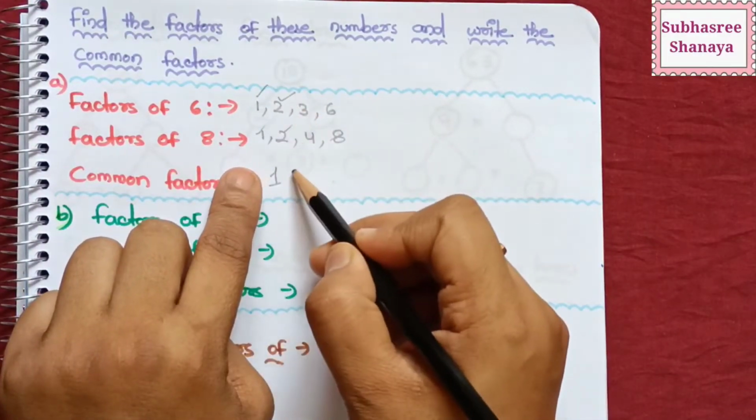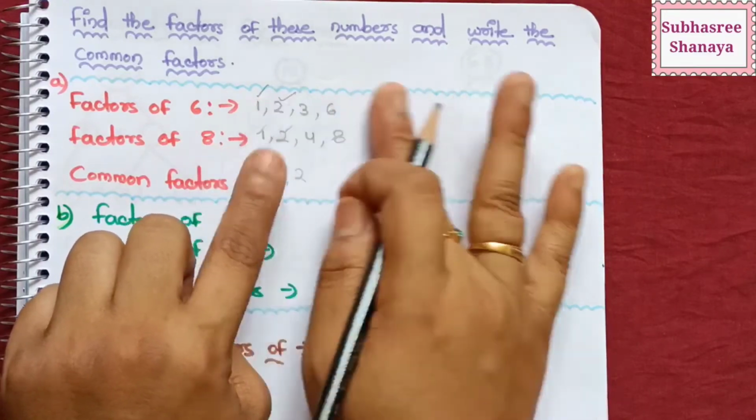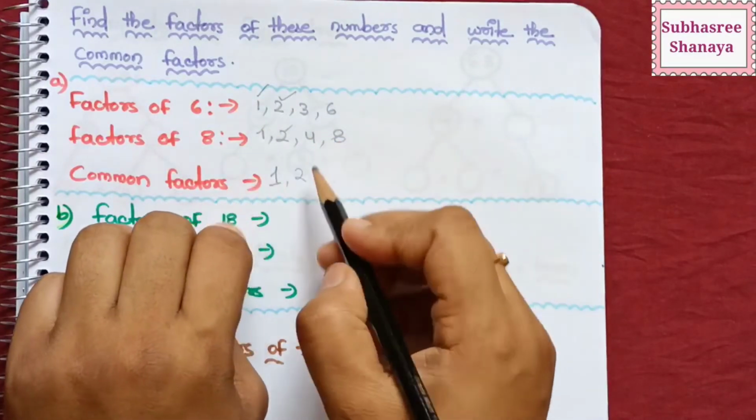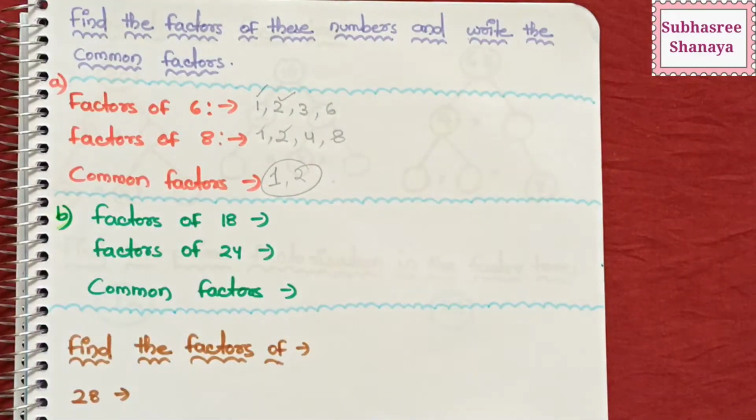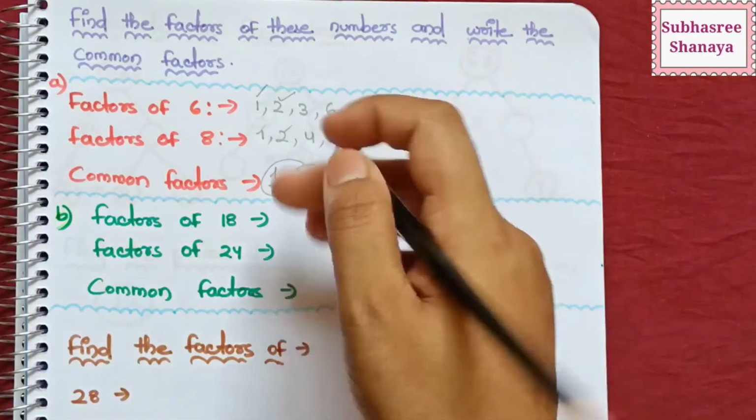Here 2 is common, so we will write here 2. Again, there are no other factors which are common. So 1 and 2 are the common factors of 6 and 8. So this is how we have to find out the common factors. You can give this type of questions.